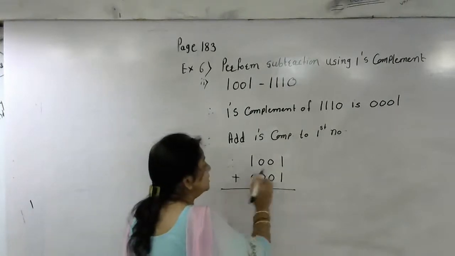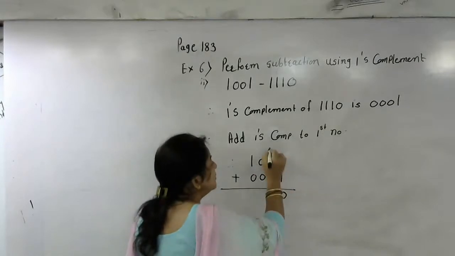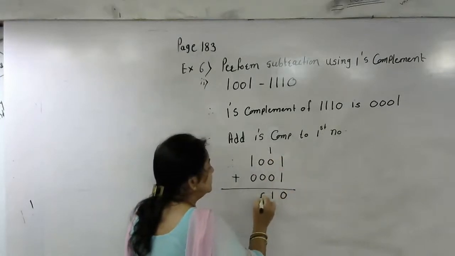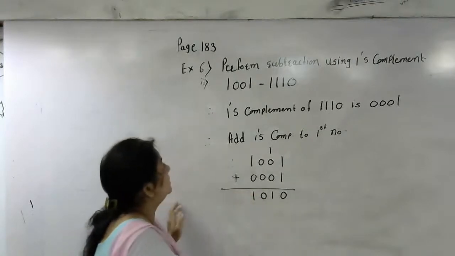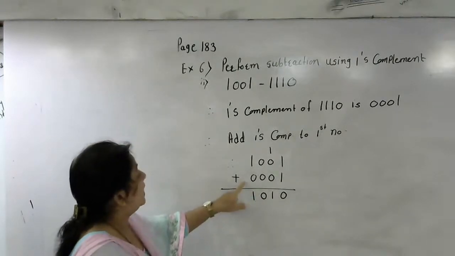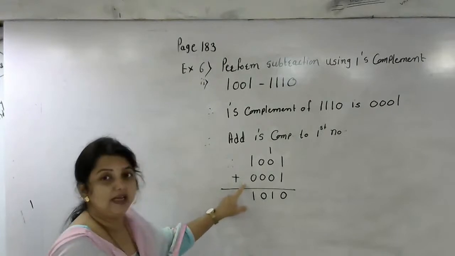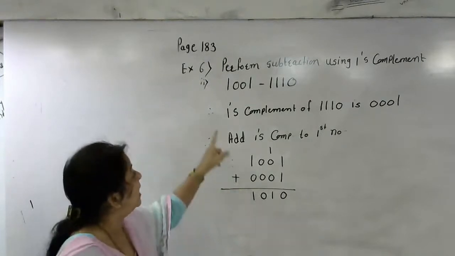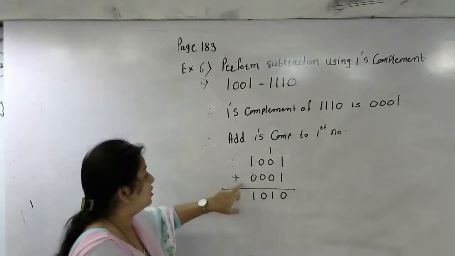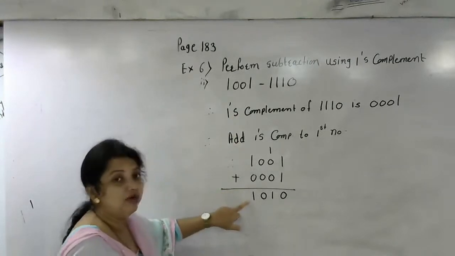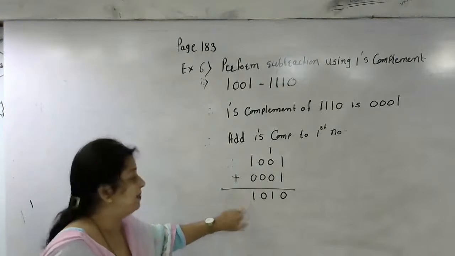So make this addition: 1 plus 1, 0, carry 1, 1 0 1. So carry is not present. Carry not present means our answer is negative. Now by which method do we simplify? By one's complement method. Carry is not present means the answer is negative and it is in one's complement form.